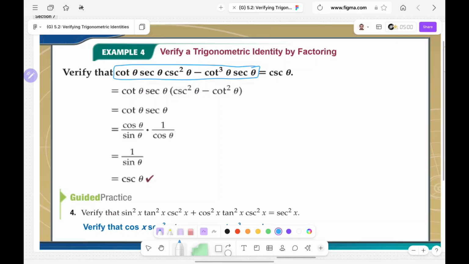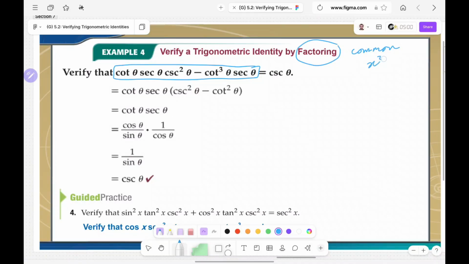Similar to this question, when you have no fraction, where you can't multiply to make a common denominator or use the Pythagorean identity, sometimes you can do factoring, which is where you take the common factor.